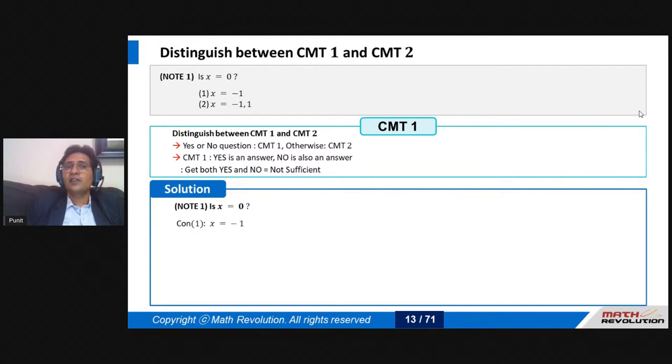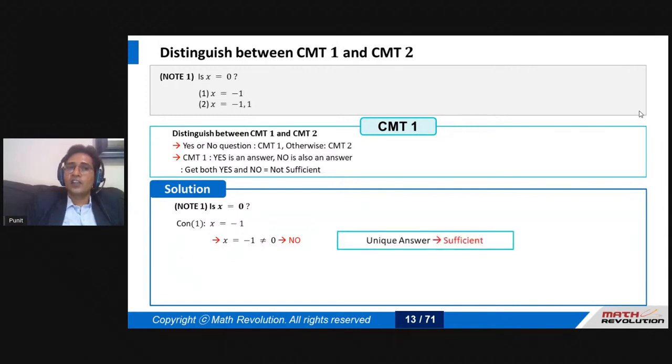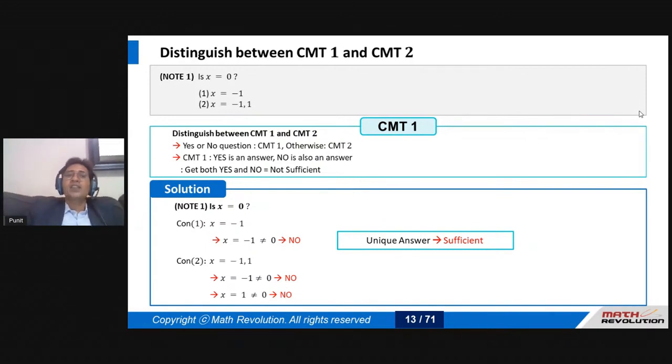Condition number 1 says x equals minus 1. Your answer is no. This is a unique answer. This is sufficient. Condition number 2 says x equals minus 1 and x equals 1. So for both values of x, be it minus 1 or 1, it is not equal to 0, and you're getting a unique no in both situations.